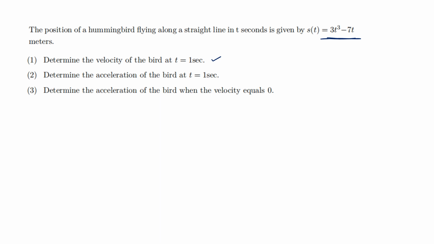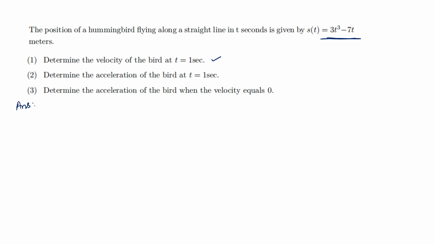Second question, determine the acceleration of the bird a of t at t equal to 1 second. So a of 1 we have to identify. Determine the acceleration of the bird when the velocity equal to 0. So you have to assume velocity equal to 0, then find the value of t. At that value of t, what is the acceleration we have to identify. So very simple, 3 questions.